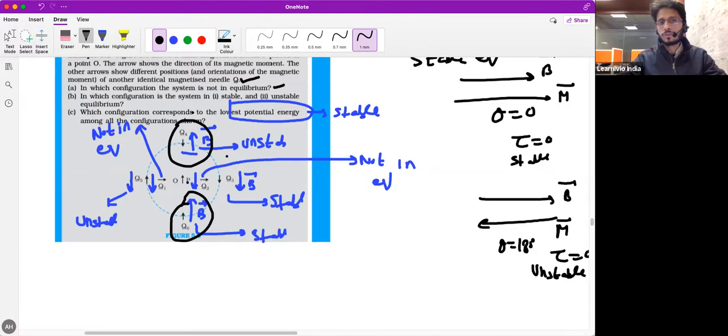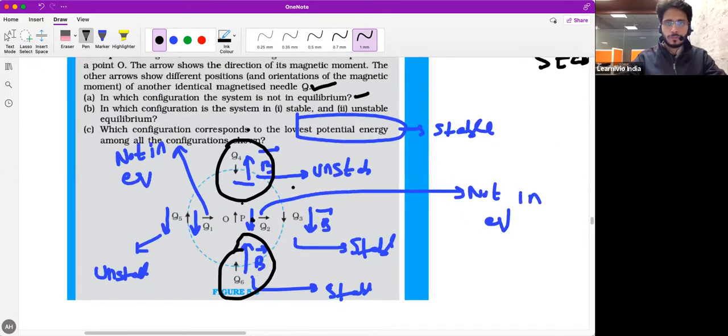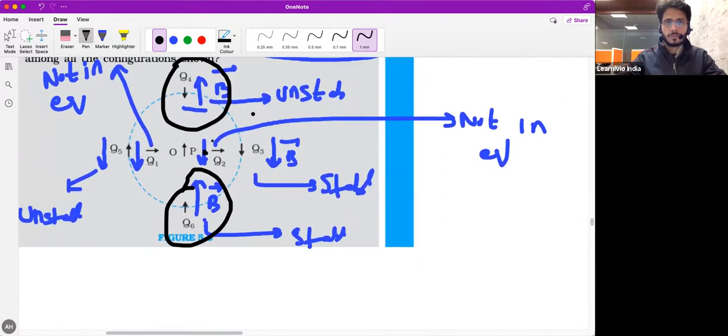And similarly, what about this Q2? For the dipole, does this point lie on the axial line or the equatorial line? Equatorial line. So the magnetic field on the equatorial line would be downwards. Is Q2 a case of equilibrium? No, sir. Why not? Because theta is 90 degrees, so it is perpendicular. Maximum torque. It's not equilibrium. Similarly, you can check equilibrium of all cases.